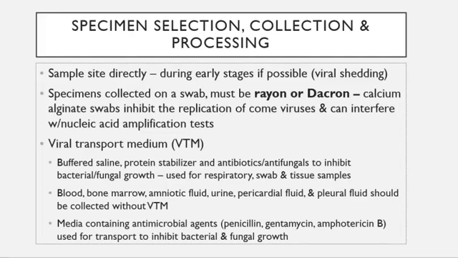Specimens usually are collected on swabs. Must be either rayon or dacron swabs. Calcium alginate swabs inhibit the replication of some viruses, so it can interfere with nucleic acid amplification tests.